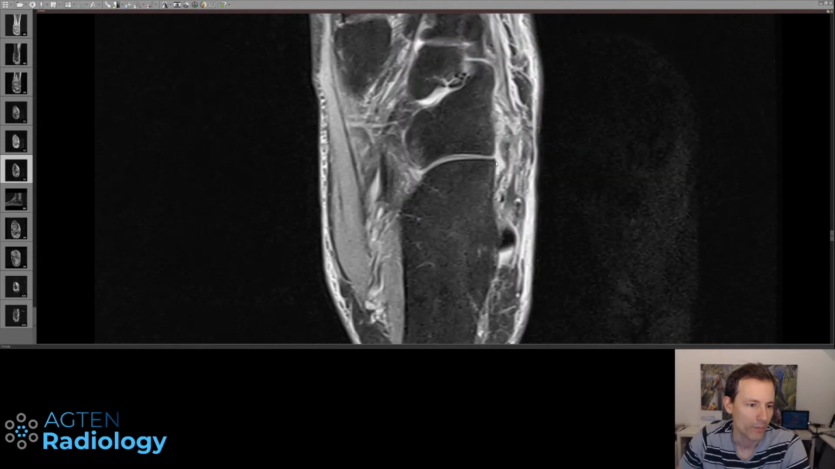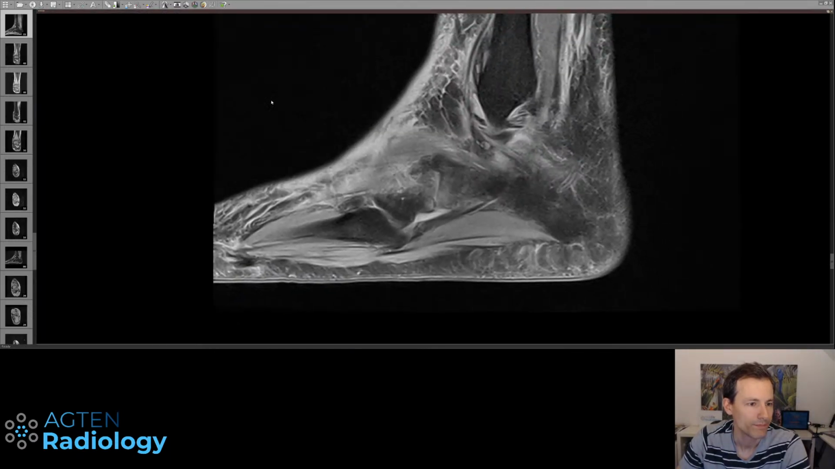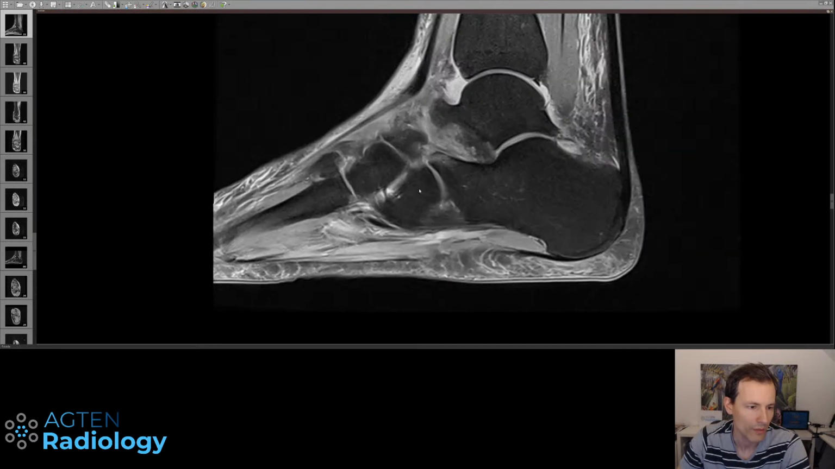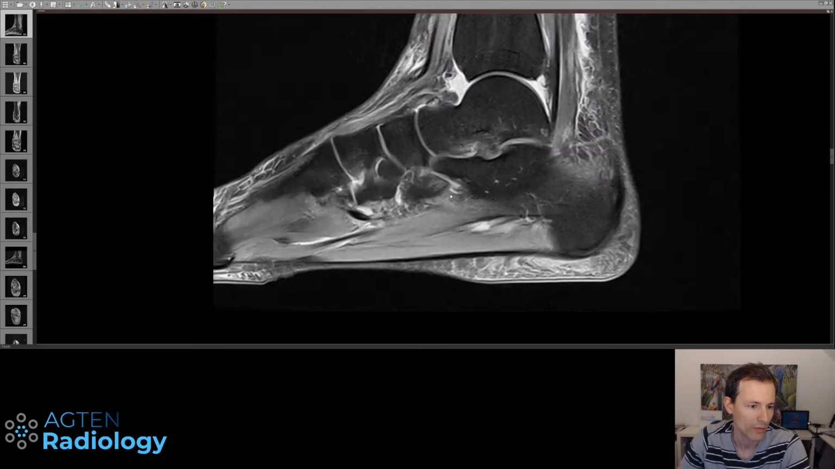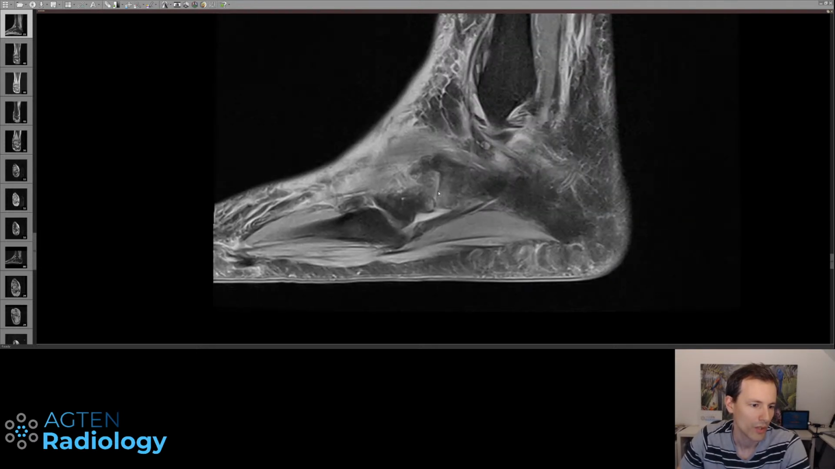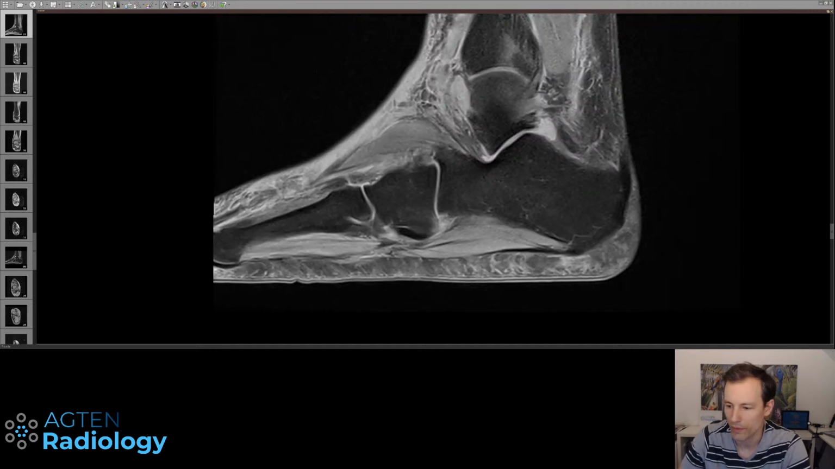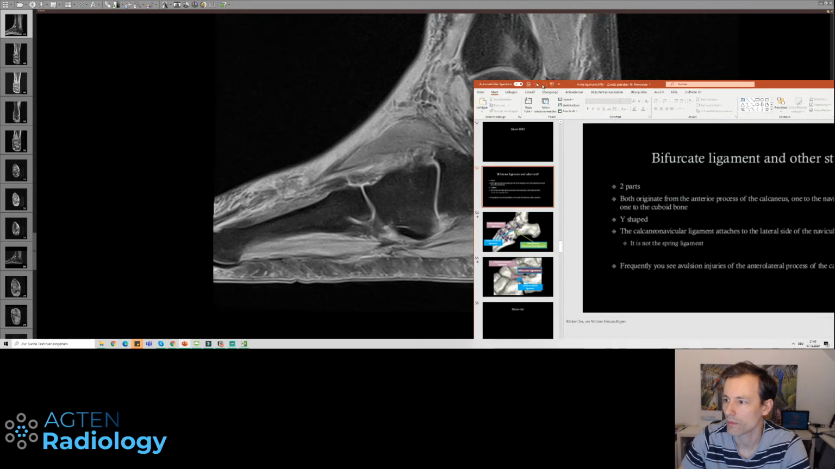All right, so going back to this one here, we now have this avulsion of the bifurcate ligament from the anterior process of the calcaneus. We have the lateral joint capsule rupture here, also one of these ligaments that are enforcing this joint capsule will be torn. I'm not sure if I can do this now.